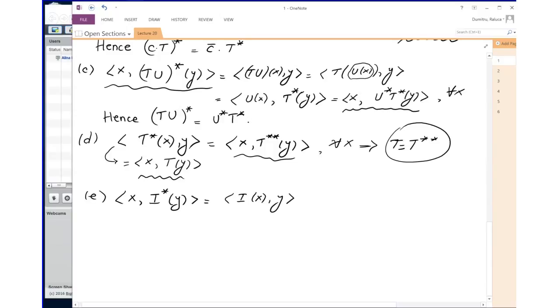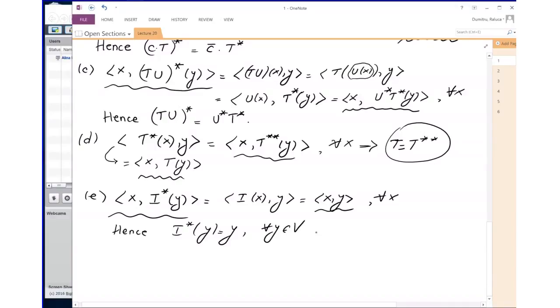So this is the identity applied to x, inner product with y, but the identity is that operator that leaves everything unchanged, right? So identity of x is just x. And this holds again for every x. Hence, the adjoint of the identity applied to any vector y gives you back that vector y. So the adjoint of the identity is the identity operator, because it doesn't change anything.